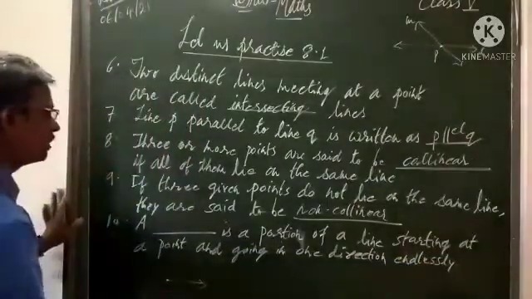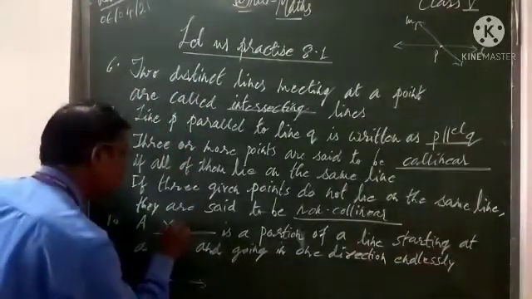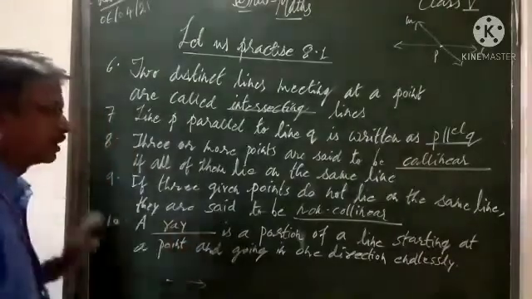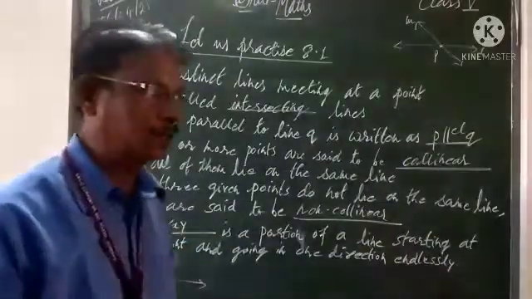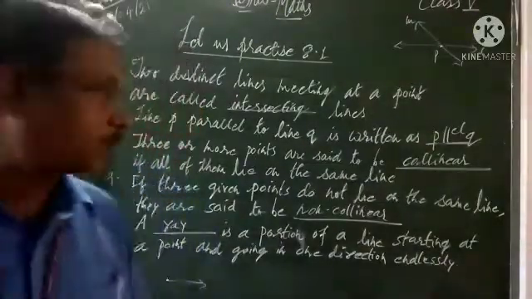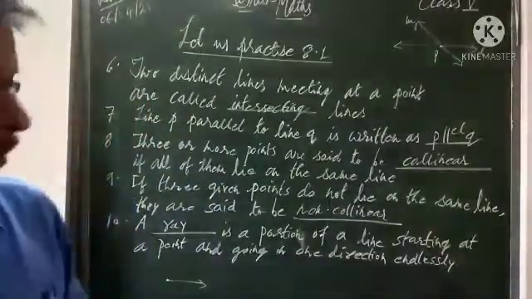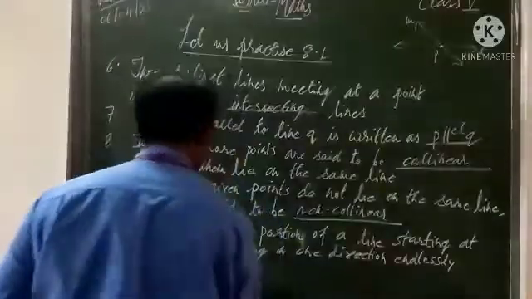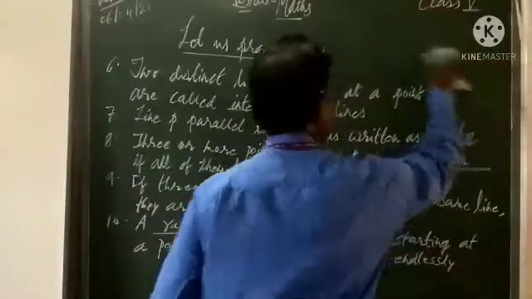And going in one direction endlessly. This symbol is called what? Ray. A ray is a portion of a line starting at a point and going in one direction endlessly. So, understood this? All this can be filled in the blanks. So note down this remaining part.